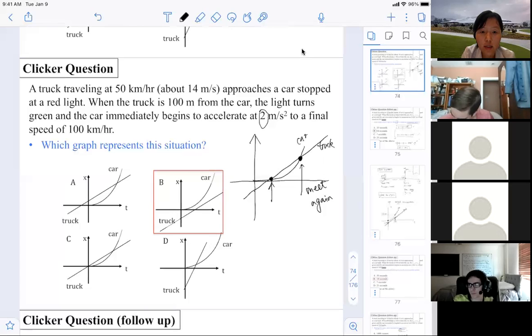Okay, so let's see. I have a question. Will we have any multiple choice tests? Yes, your test will be a mix of multiple choice plus some numerical answer type of questions.